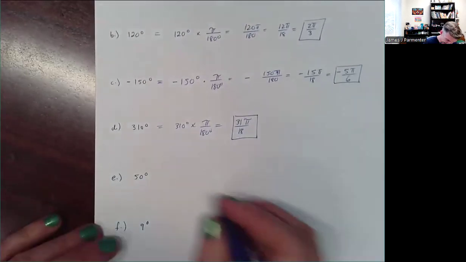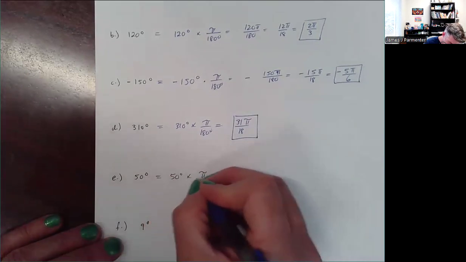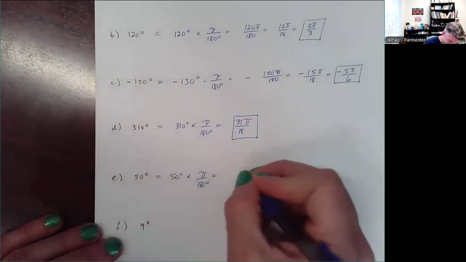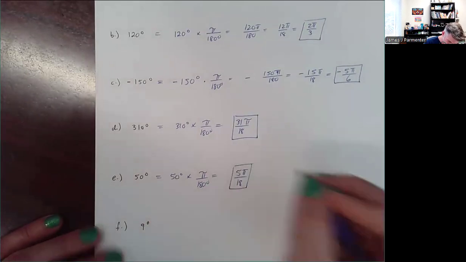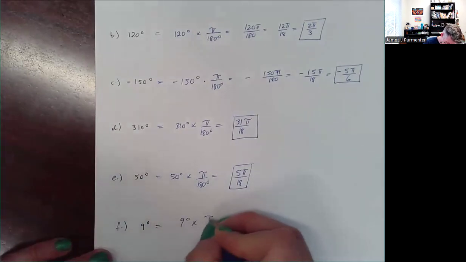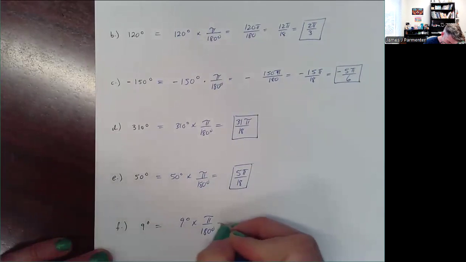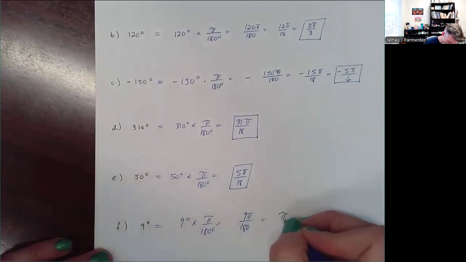Same deal here. 50 degrees is equal to 50 degrees times pi over 180. And again, we can simplify that straight to 5 pi over 18. And it can't be reduced any further. 9 degrees is 9 degrees times pi over 180 degrees, which is going to be 9 pi over 180, which reduces to pi over 20.